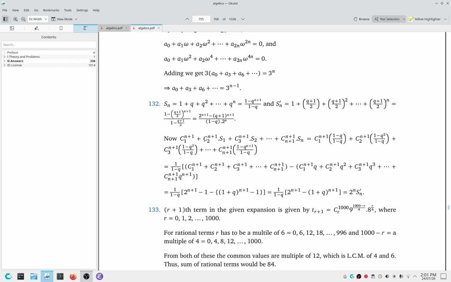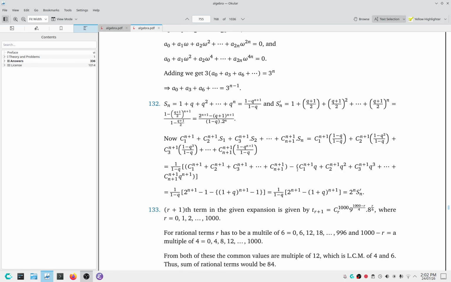Now we write down the given series which is given for us. We can write it as (n+1)C1 (1 - q)/(1 - q) + (n+1)C2 (1 - q^2)/(1 - q) and so on up to (n+1)C(n+1) (1 - q^(n+1))/(1 - q). We take 1/(1 - q) outside.